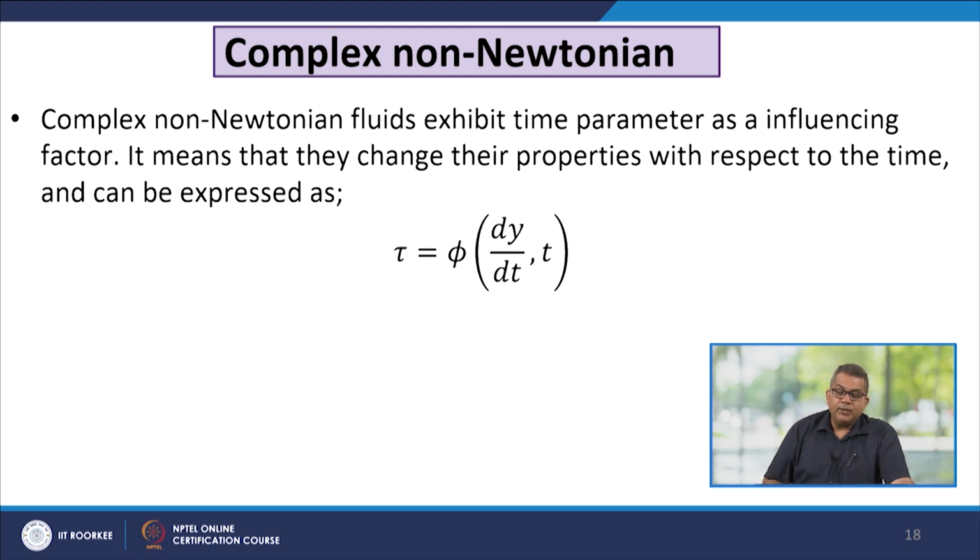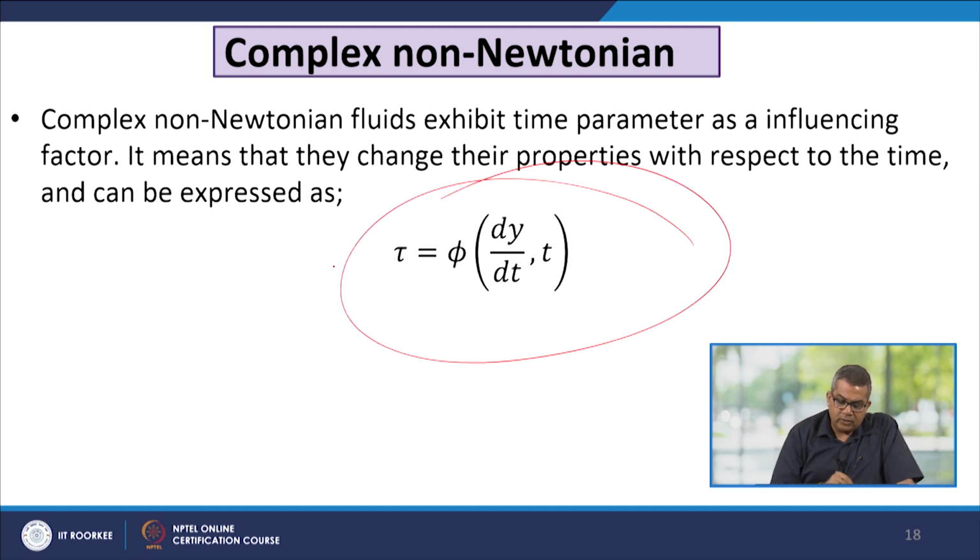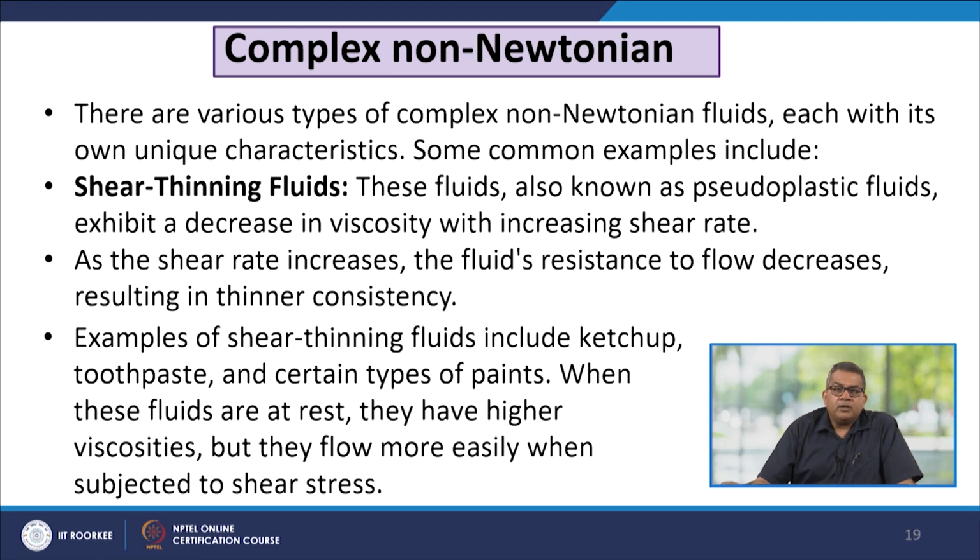The complex non-Newtonian fluids exhibit time as an influencing factor, which means that they change their properties with respect to time, and this can be expressed as tau is equal to phi of dy over dt and t. Now, there are various types of complex non-Newtonian fluids, each with its own unique characteristics. Some common examples of these complex non-Newtonian fluids are shear thinning fluids.